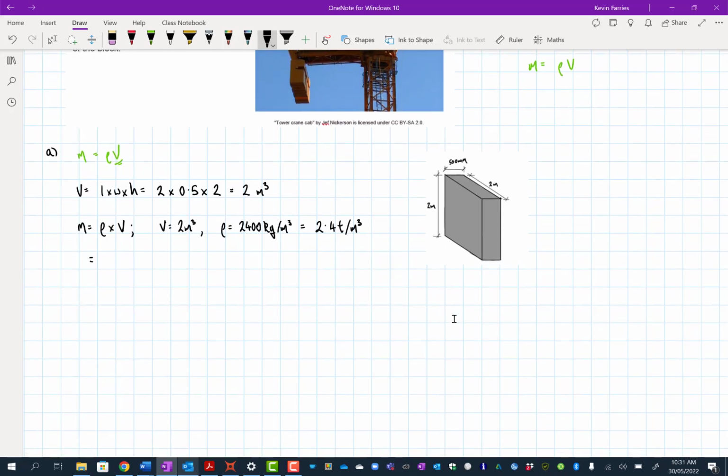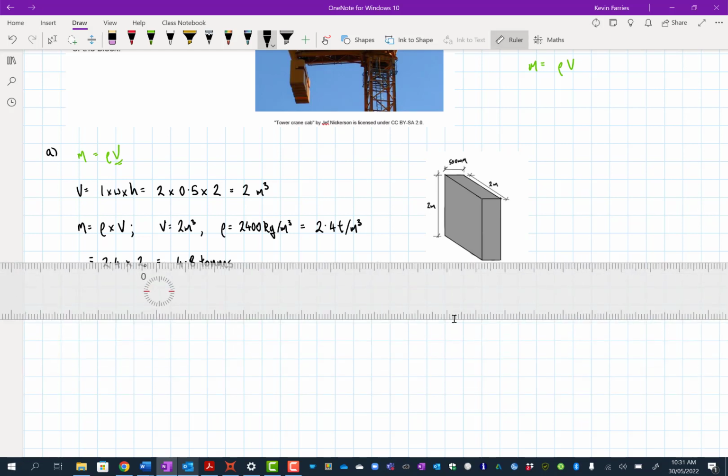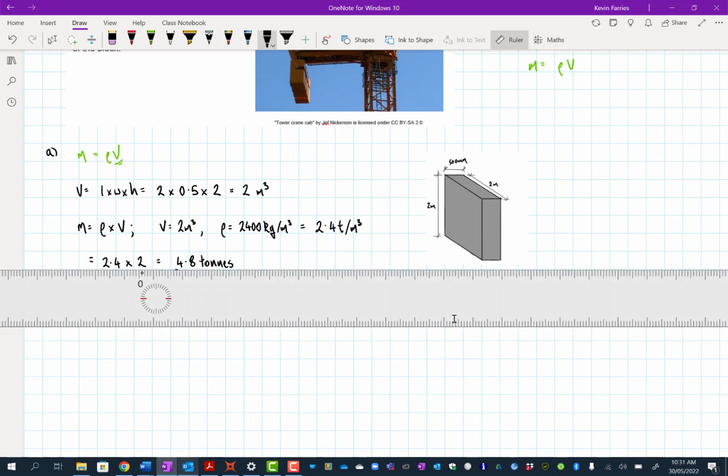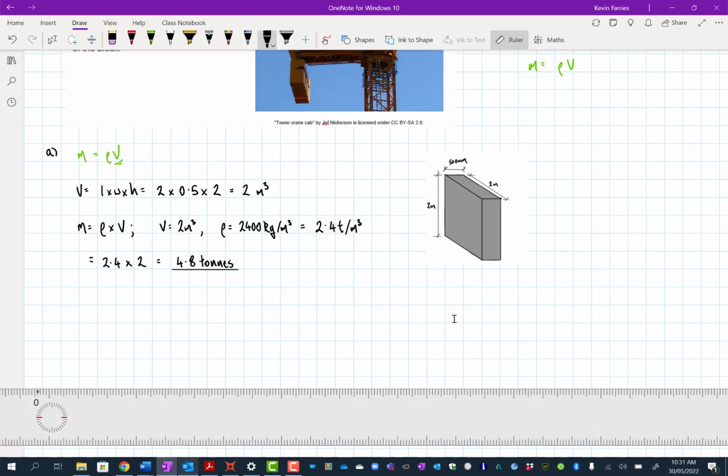Stick the values in, so you're going to get 2.4 tons per meter cubed times 2 meters cubed, which is going to be 4.8 tons. If you think about the size of that block, it is 2 meters cubed, 4.8 tons. Looks sensible. Happy with that answer. Then we'll write out the answer for the person looking at your calcs, or in this case, for me checking your calcs. So mass of ballast block equals 4.8 tons.